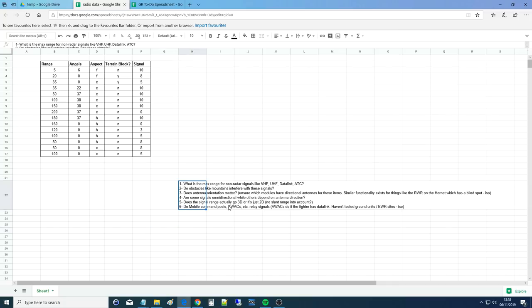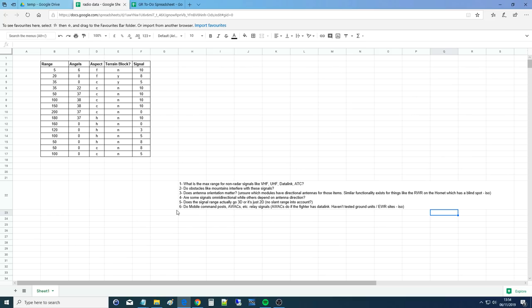Finally, do mobile command posts, AWACSs, etc. relay signals? We can't find any evidence of AWACS, command posts or anything else relaying signals in DCS. In terms of relaying your communications, all we can find, like we said at the beginning of the movie, is that it can transfer the actual data link information for Link 16 or Link 4. And inter-SAM, again, data link information. Let me know if I need to expand on that any further, but I can't really think what else I can do with this.